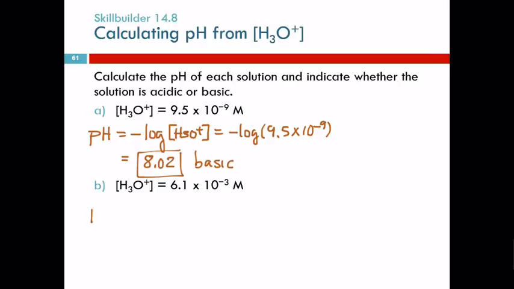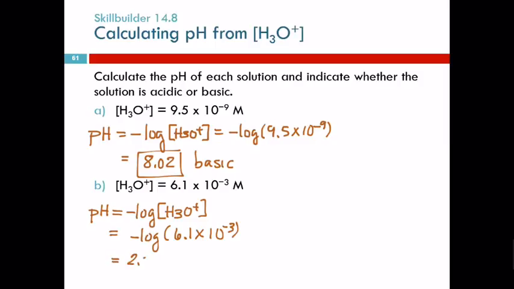So for letter B, it's the same idea. pH is the negative base 10 log of the hydronium ion concentration. So negative log of 6.1 times 10 to the minus 3. Negative log 6.1 EE minus 3. Enter. pH is 2.21. Acidic or basic? It's acidic. Low pH is acidic, high pH is basic.